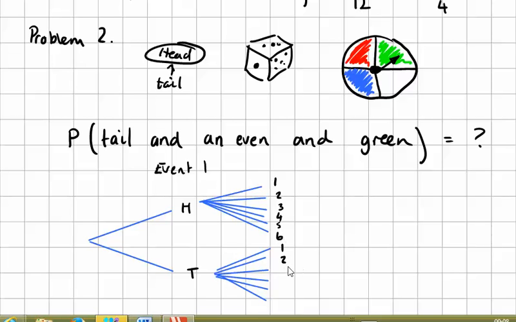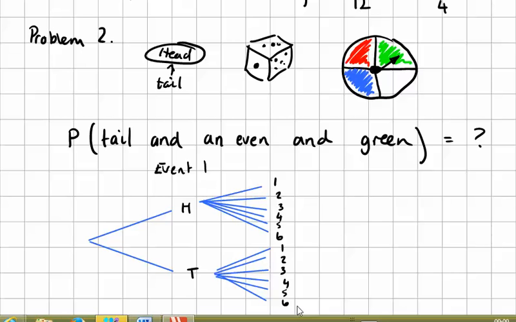Wouldn't you just do 3 because there's only 3 even numbers on the dice? Oh, I thought you were going to give me a really sensible alternative, which was going to be spot on, but you didn't quite get there. You're almost there, but I can put 1 through to 6 because there are 6 numbers on the dice, so I could have got a head followed by any of these numbers.